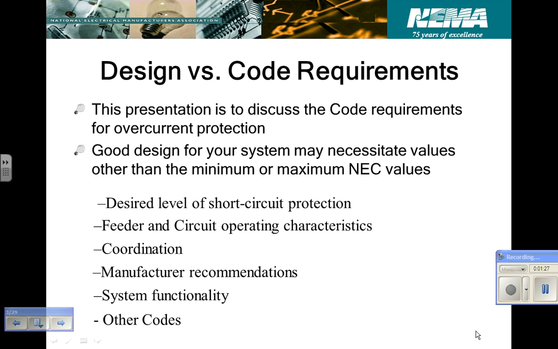You know that the National Electrical Code is not a design manual. It is not a design manual. It is a minimum standard, and that's all it is. Good design for your system may necessitate values other than the minimum or maximum NEC values. In other words, once again, the NEC is a minimum standard, and that is all. Sometimes you can build a much better system. Consider the desired level of short circuit protection, feeder and circuit operating characteristics, coordination, and so on, functionality.